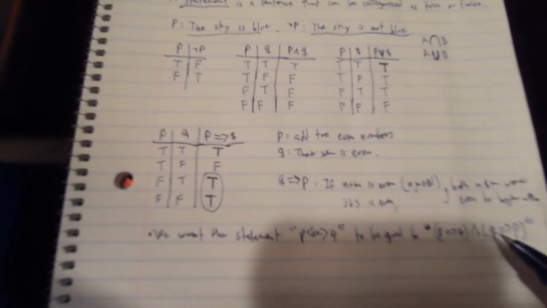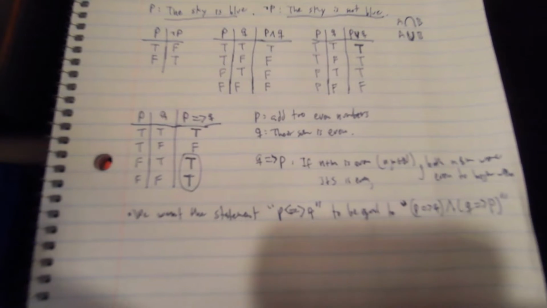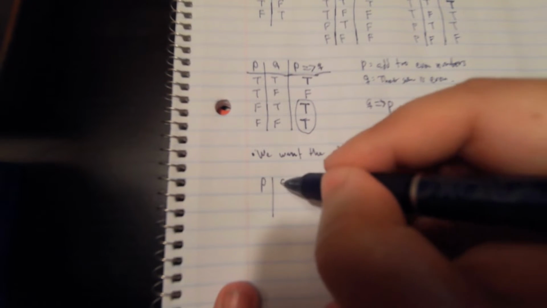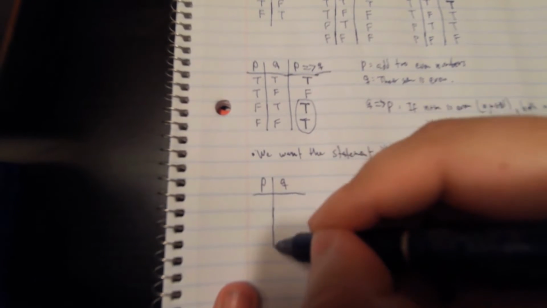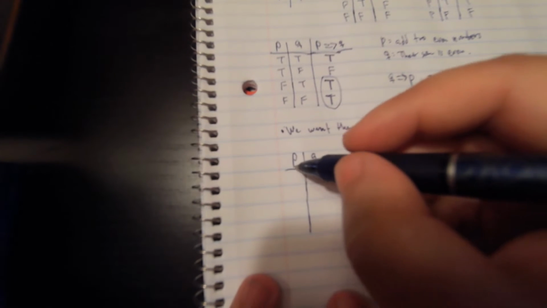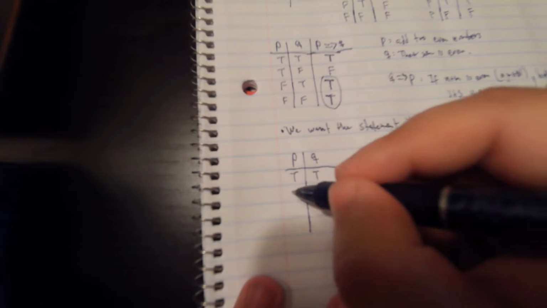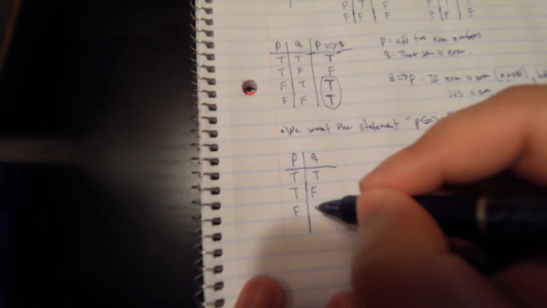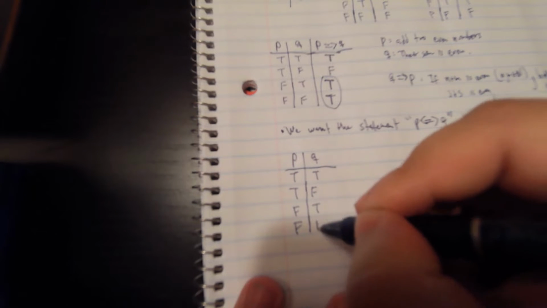But right now we only have P and Q. So if I make a truth table, again, there are only 4 possibilities: true, true; true, false; false, true; false, false.